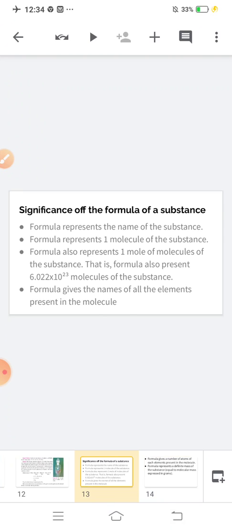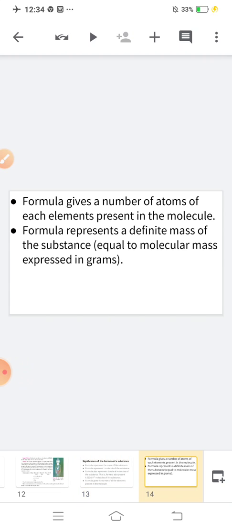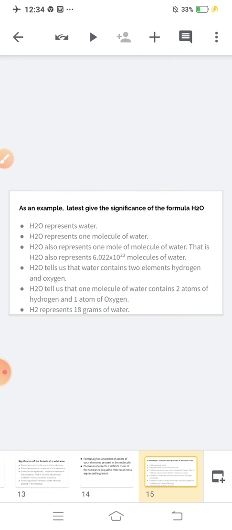Formula represents the name of the substance. Formula represents one molecule of the substance. Formula also represents 1 mole of the substance. That is, formula also represents 6.022 into 10 to the power 23 molecules of the substance. Formula gives the name of all the elements present in the molecule. Formula gives the number of atoms of each element present in the molecule. Formula represents a definite mass of the substance equal to molecular mass expressed in grams. Is this clear? Now I will explain these points with the help of an example.